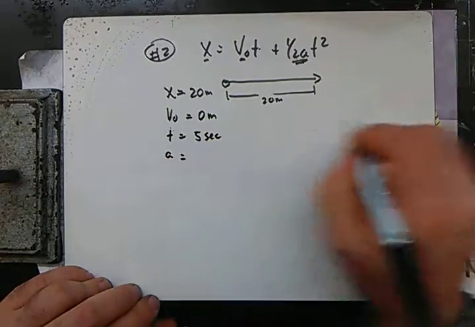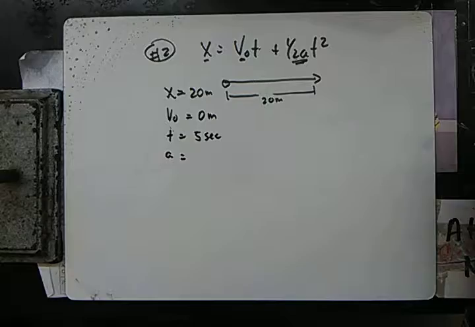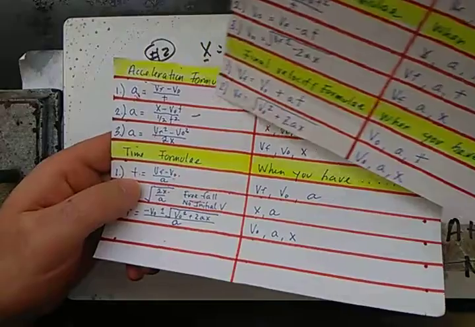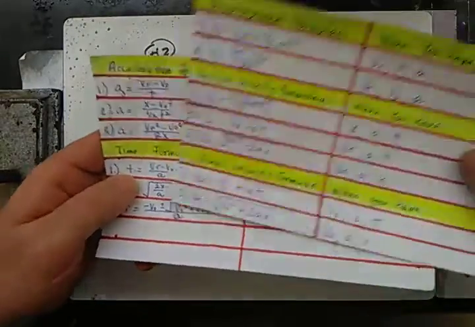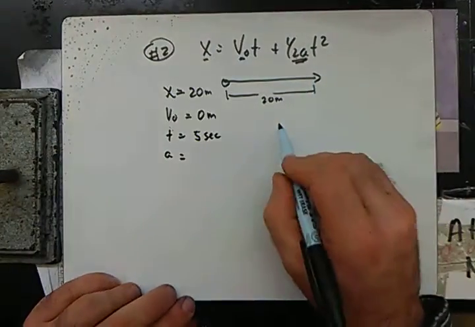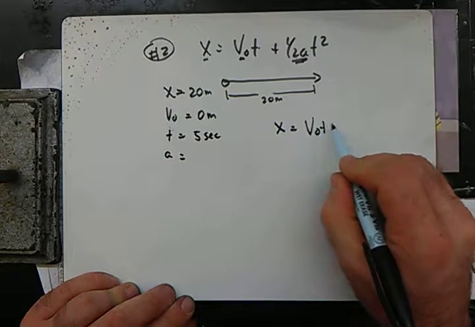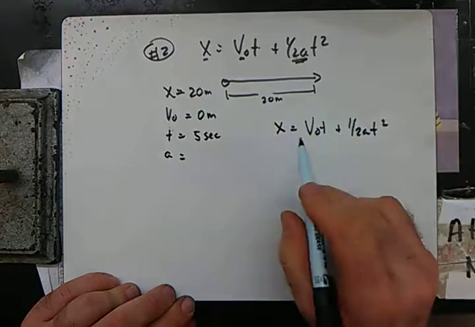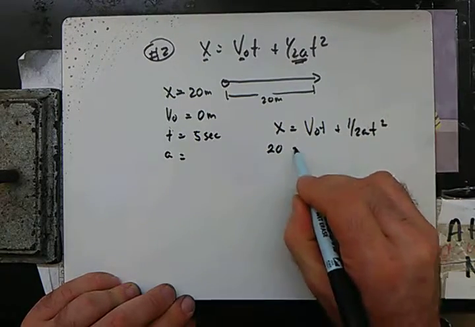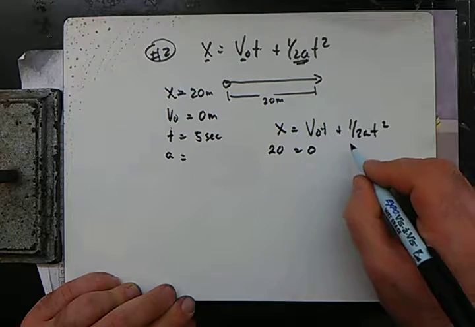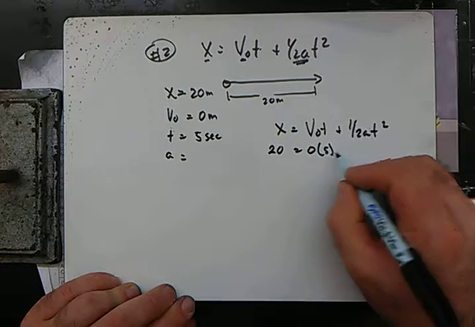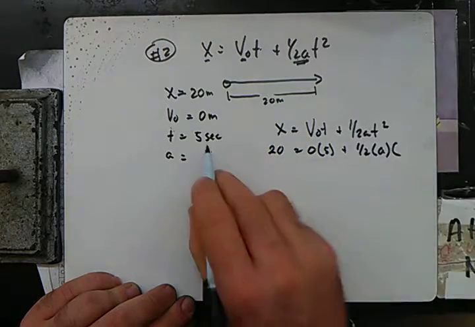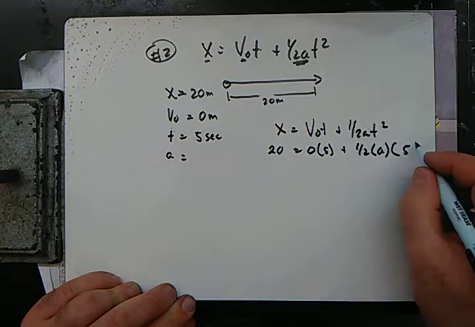Okay, so again, you can go to your sheet here and find a. Here are the acceleration formulas. I'd stick with this one, or you can just put this one down: x is v naught t plus half a t squared. Let's figure it out using this formula. x is 20. Initial velocity is 0. Time is 5. Plus half. a is what we're looking for. And 5 is the time, but we've got to square it. Don't forget to square it.